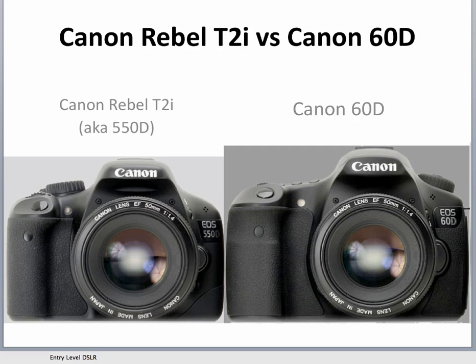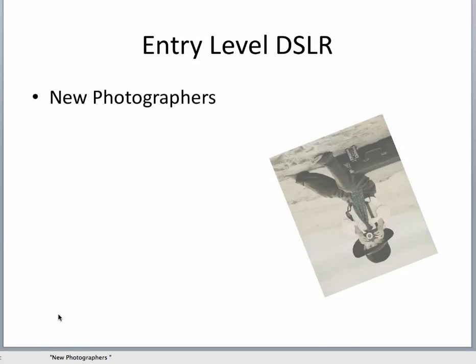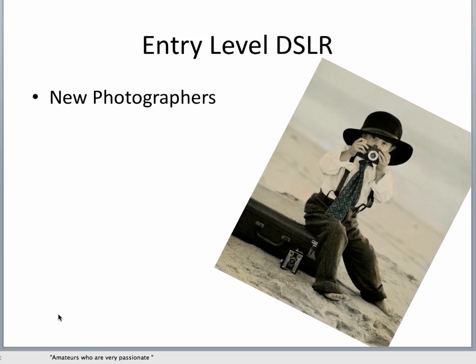to take a look at two of Canon's digital SLR cameras that are in the entry-level category. The Canon Rebel T2i or 550D and the Canon 60D. Both these cameras are considered entry-level digital SLR cameras, and people who would want to buy these are pretty much in two categories. First of all, it would be a new photographer, one who is getting into photography for the first time, and they want to start with a fairly decent camera.